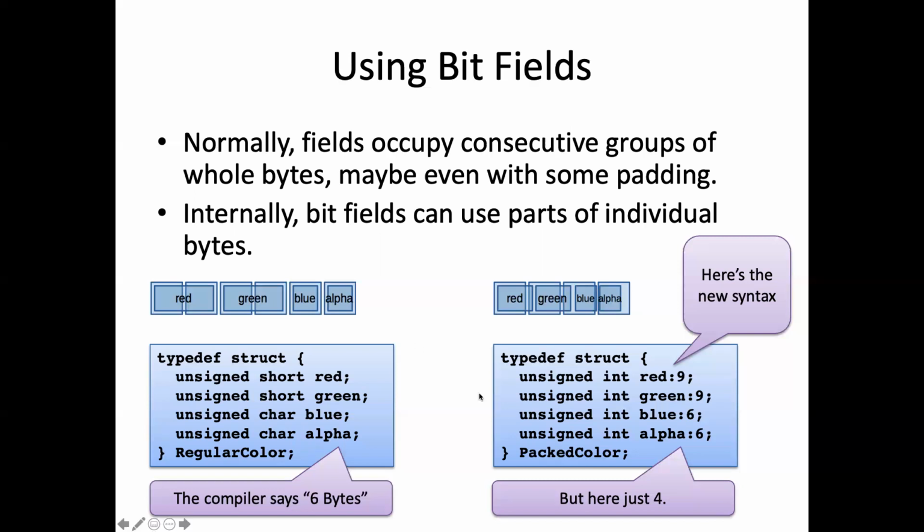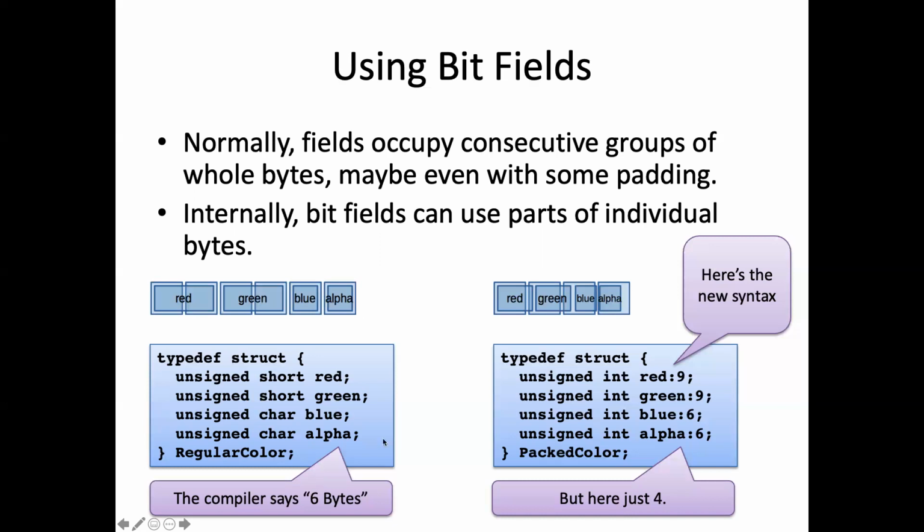If you made a struct like this, and then you ask the compiler how much memory it takes, it would say 6 bytes. The memory for this would be laid out like the picture I'm showing here. Red would take 2 bytes as a short, so would green, and blue and alpha would take each a byte apiece. So 6 bytes for this.